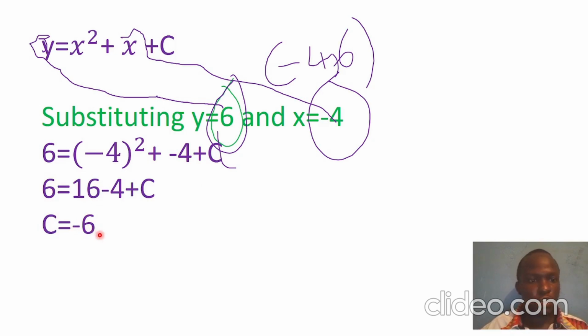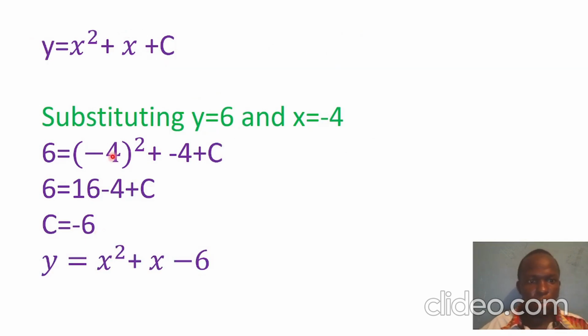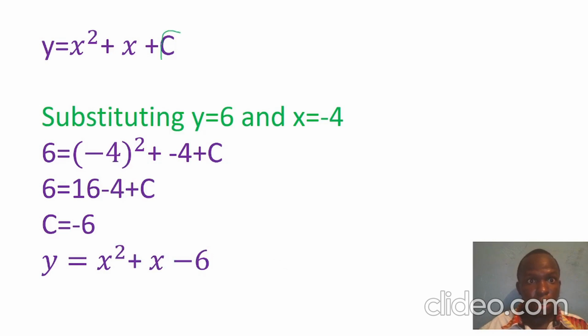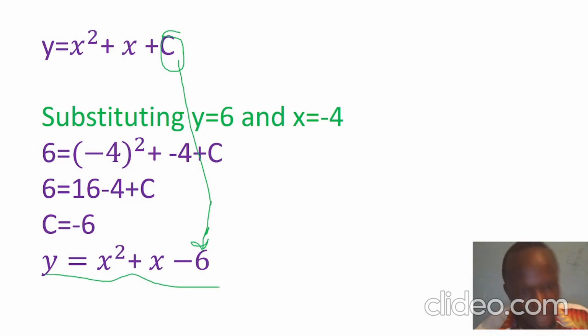And since c is equal to negative 6, we are going to substitute. So look at the substitutions. This is the value of c. The value of c is negative 6. So we have substituted, and the equation of that curve is given by y is equal to x squared plus x minus 6. On to the next stage of this question.